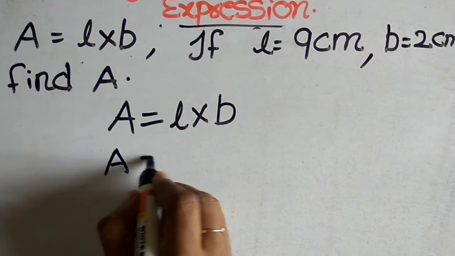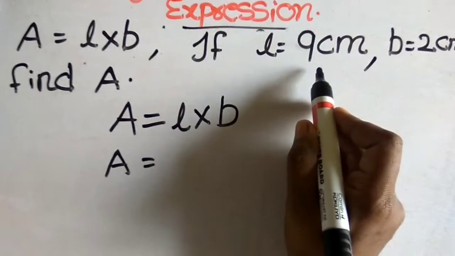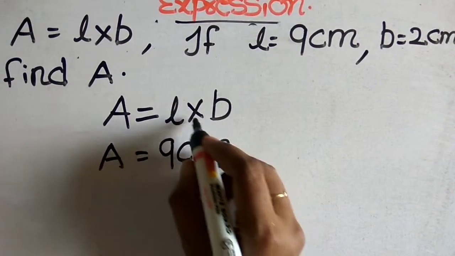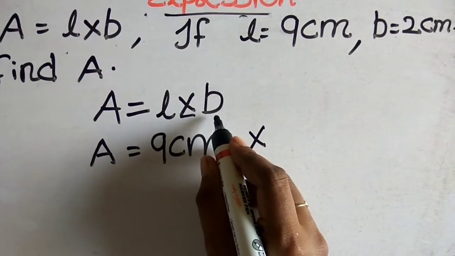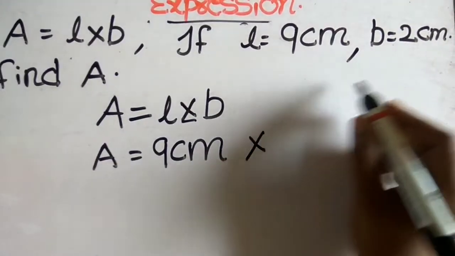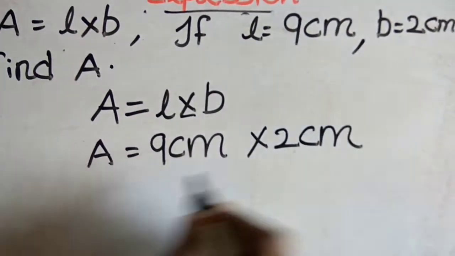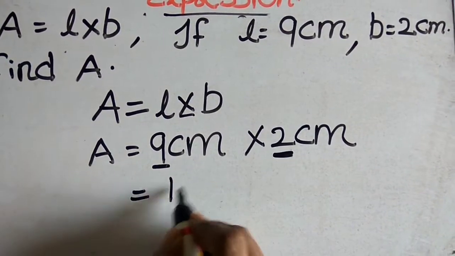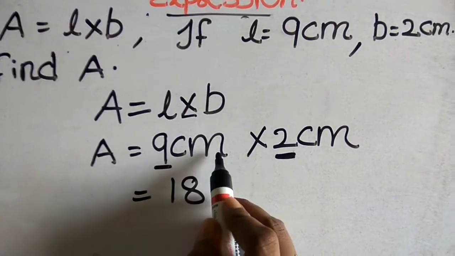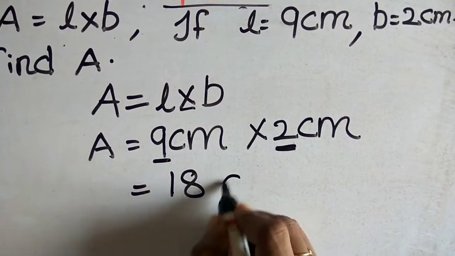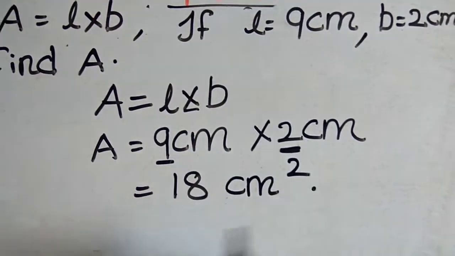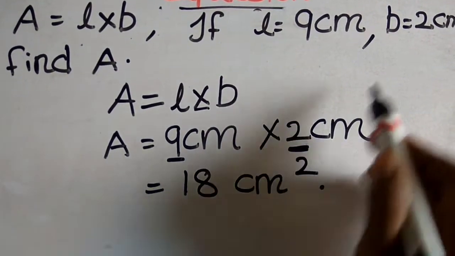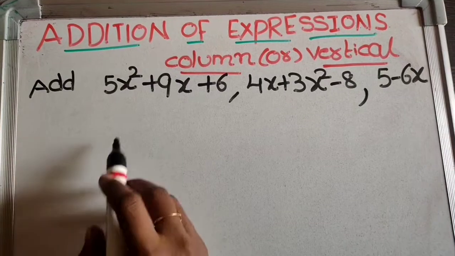Now what we have to do? We have to substitute the L value. L value how much? 9 centimeters. Don't forget the units at all, whether centimeters or meters. Into B. B is how much? 2 centimeters. Whenever you are doing multiplication, addition, subtraction or division, first always go to the numbers. 9 twos how much? 18. Next, centimeters into centimeters gives centimeter square, or you can also read it as square centimeters. Now, the A value is 18 centimeter square or square centimeters.